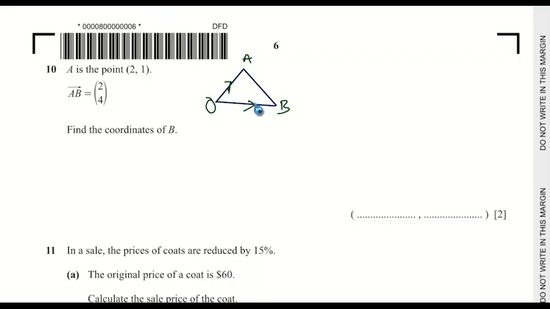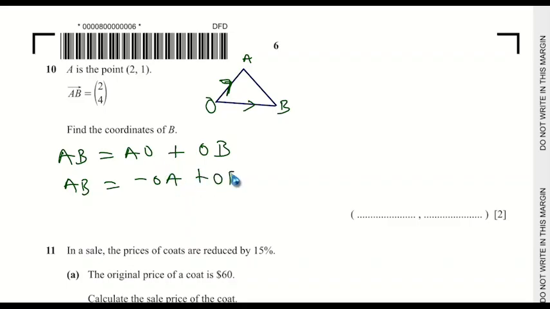Now if I want to move from A to B, it has to be AO then OB. So that is how you move. So AB equals AO plus OB. This is how you get to B from A. But if you look at what you have here, this vector A is moving towards this direction. So you can say AB equals minus OA, because we don't have AO, we only have OA, plus OB. So this is what I'll write.